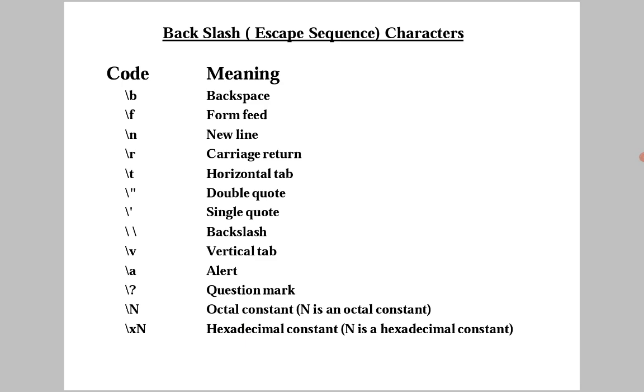In C language there are some special characters also used. They are called backslash characters or escape sequence characters. Generally \n for new line character, \t for horizontal tab, \r for carriage return, \f means form feed, \b means backspace character.